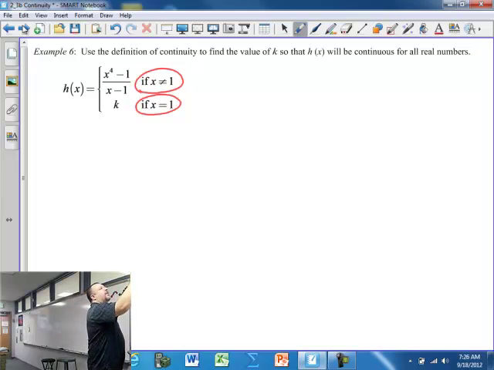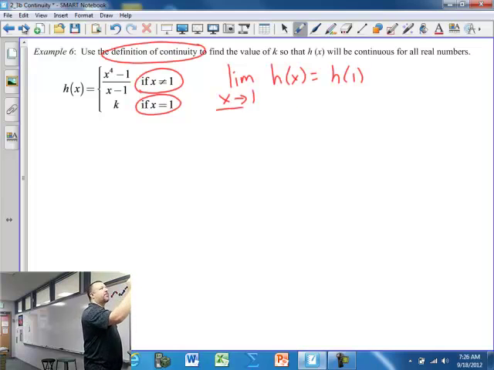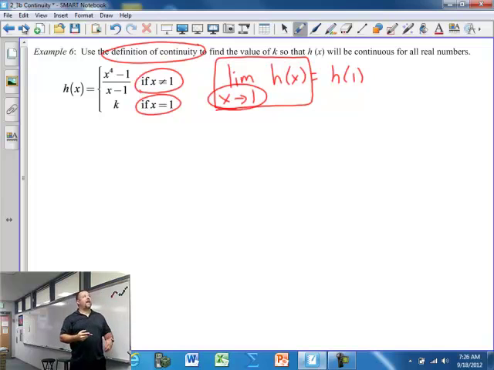This is where we don't actually have to do the left and right limits, because the limit as x approaches 1 of h of x has to equal h of 1. That's the definition of continuity, but I don't have to break the limit into 2 pieces, because as x approaches 1, it does so from both the left and the right sides, and that takes care of this top half of my function, because x doesn't equal 1, which means you can approach from either side.